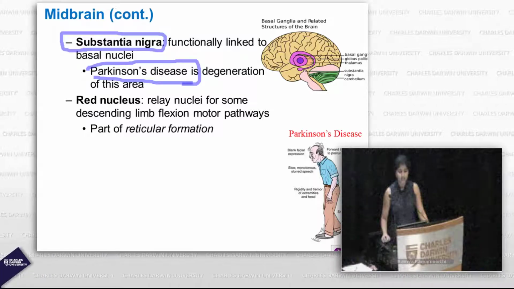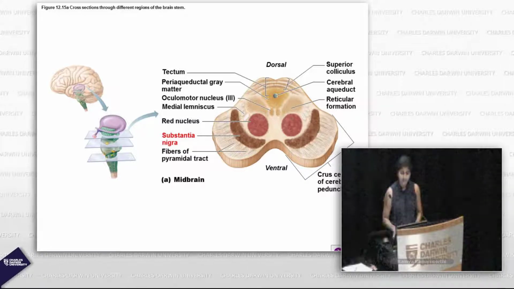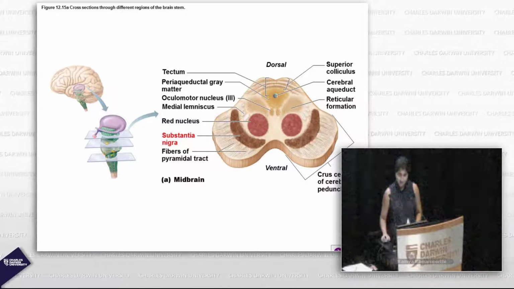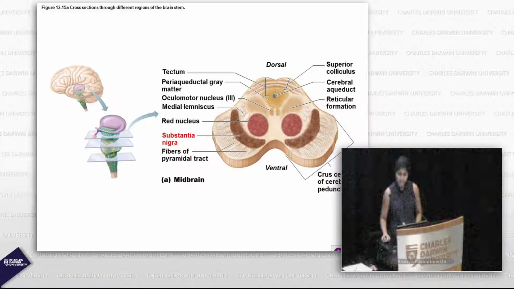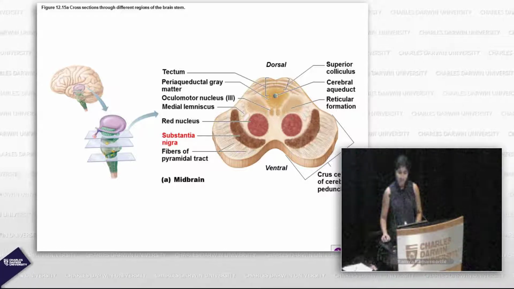In this view, we can clearly see the substantia nigra, this brown structure, and the red nucleus is just very close to it.